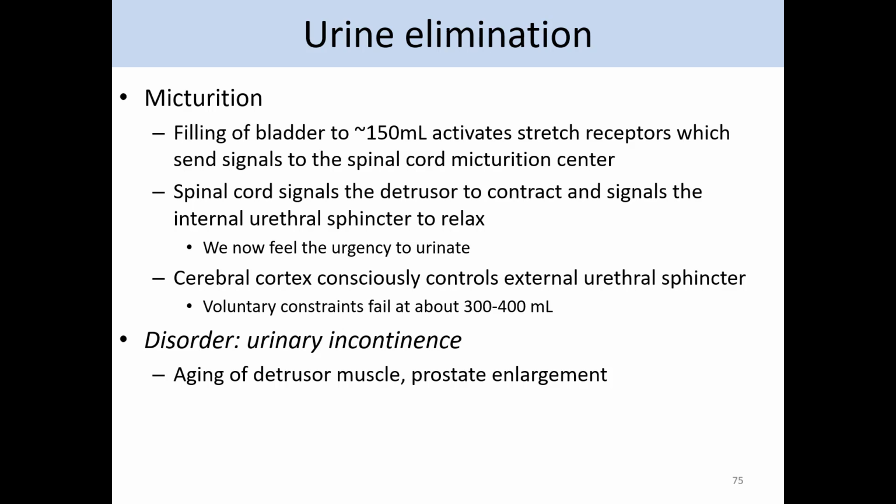Micturition is stimulated by stretch receptors. When the bladder fills to about 150 milliliters, this will activate the stretch receptors in the wall of the bladder. And the stretch receptors send signals to the spinal cord. And the spinal cord is actually going to be the source of our micturition center. This is where we will coordinate our process of micturition at the level of the spinal cord.